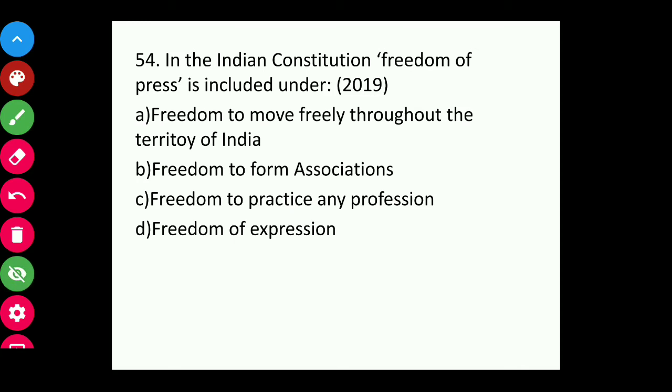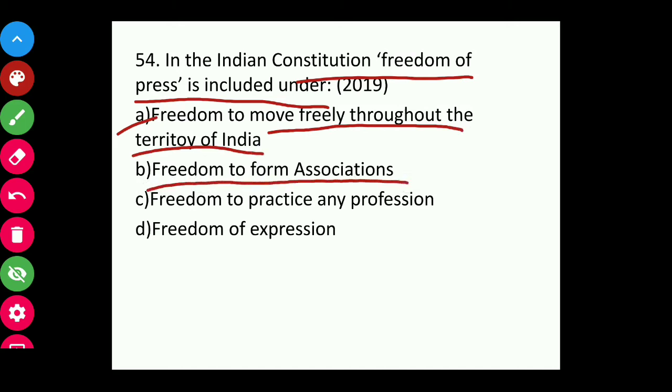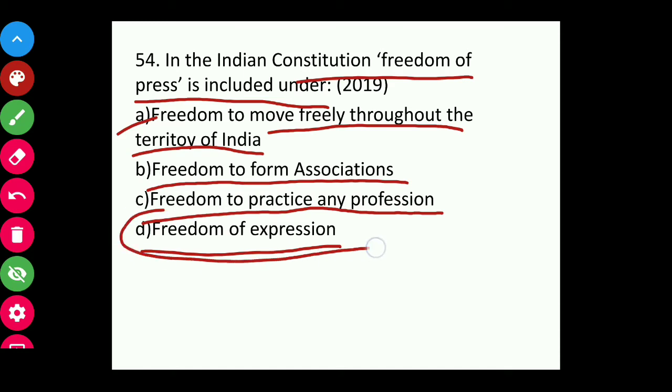Number 54. In the Indian Constitution, freedom of press is included under A. Freedom to move freely throughout the territory of India, B. Freedom to form associations, C. Freedom to practice any profession, D. Freedom of expression. So the answer is D.